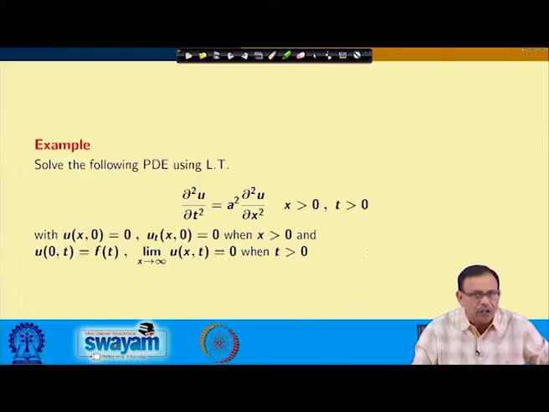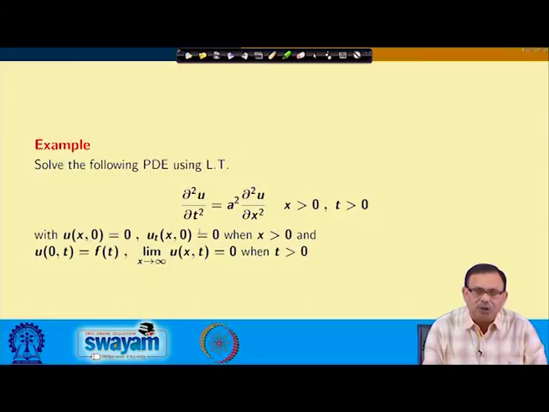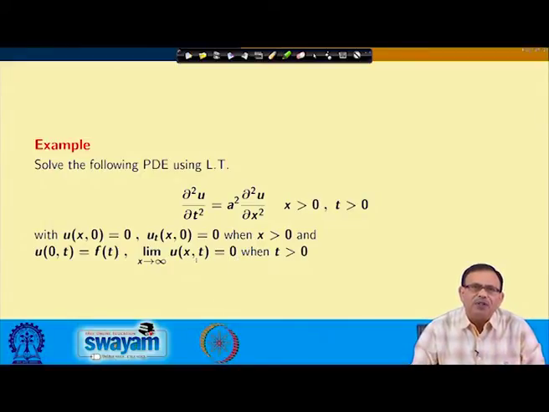Now, let us take another problem, that is we want to solve the PDE ∂²u/∂t² = s² ∂²u/∂x², x > 0, t > 0, with the conditions that u(x,0) = 0, u_t(x,0) = 0 when x > 0, u(0,t) = f(t), and u(x,t) as x approaches infinity equals 0. This comes basically from the physical condition that as x approaches infinity, the value of the function approaches 0 when t is greater than 0.